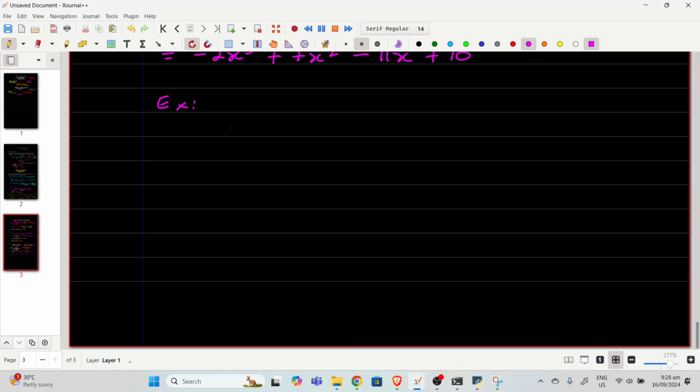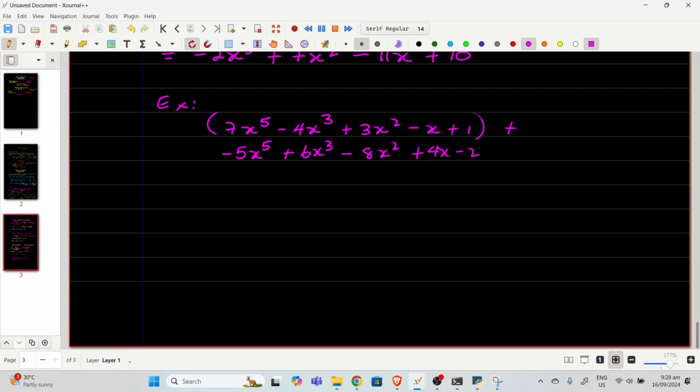I was going to give you the last one as an example, but let me just give you one more, just so you don't say that I use the easy ones as examples and I'm giving you the difficult ones to do as practice. 7x to the fifth power minus 4x to the third power plus 3x squared minus x plus 1, and then we're supposed to, let's say, add it to negative 5x to the fifth power plus 6x to the third power minus 8x squared plus 4x minus 2.